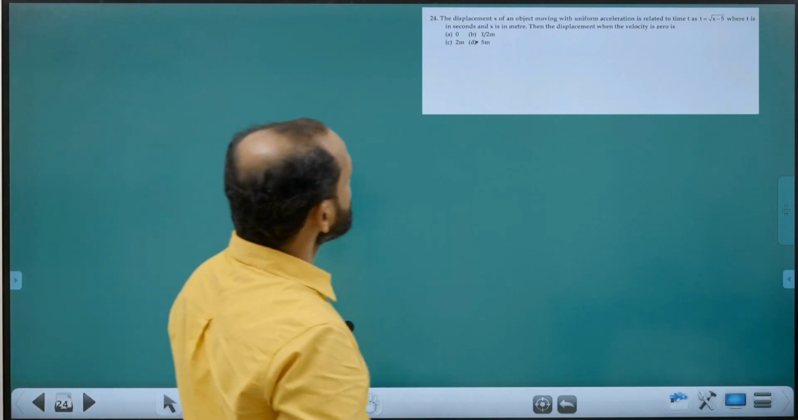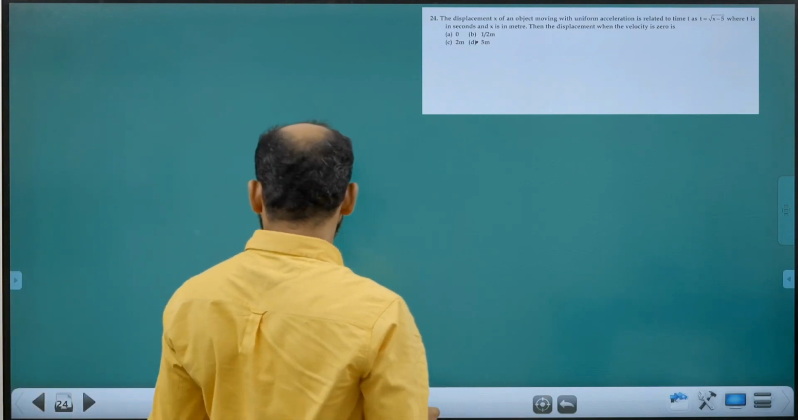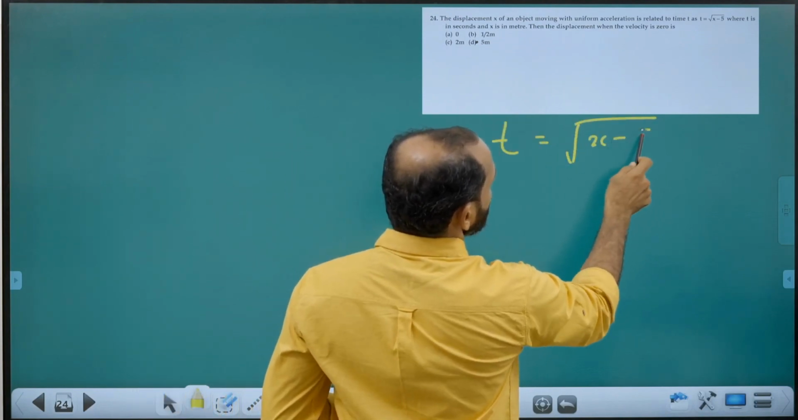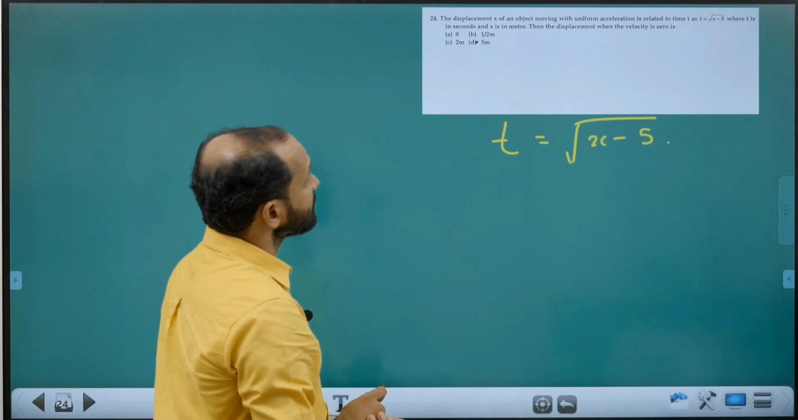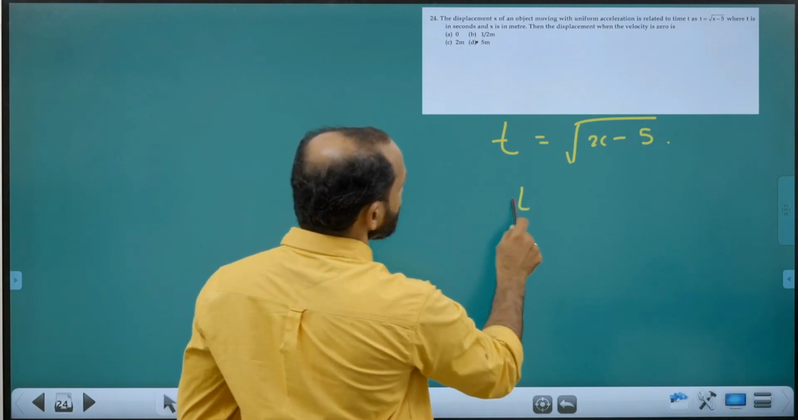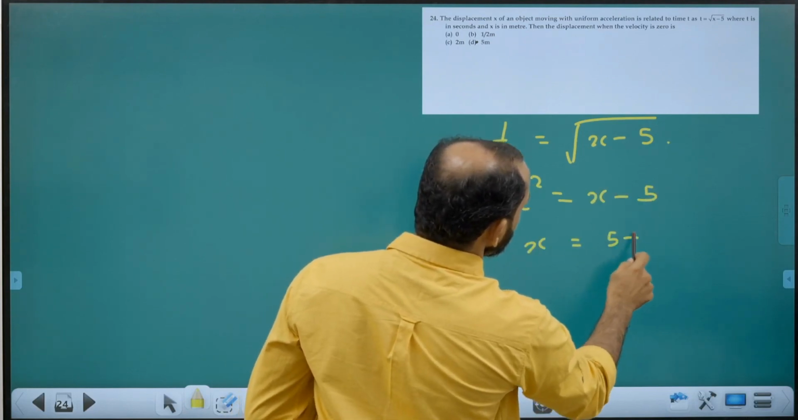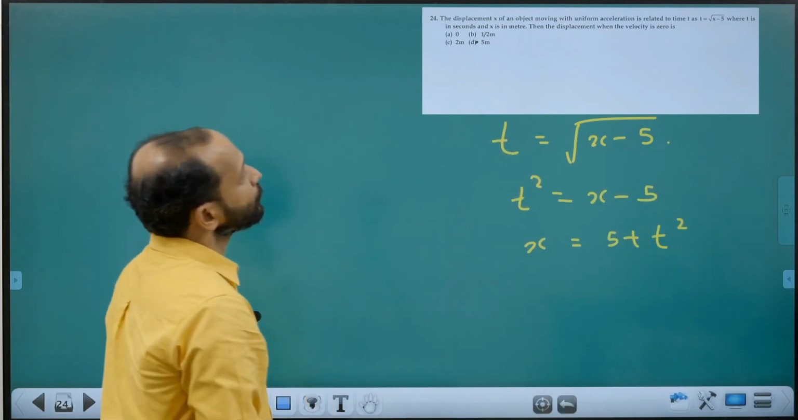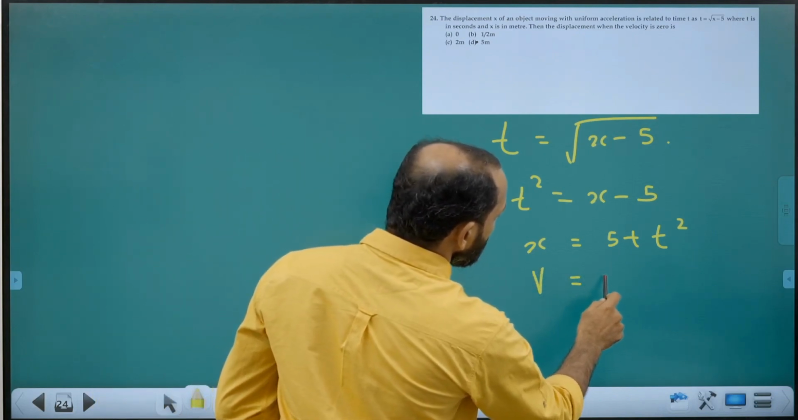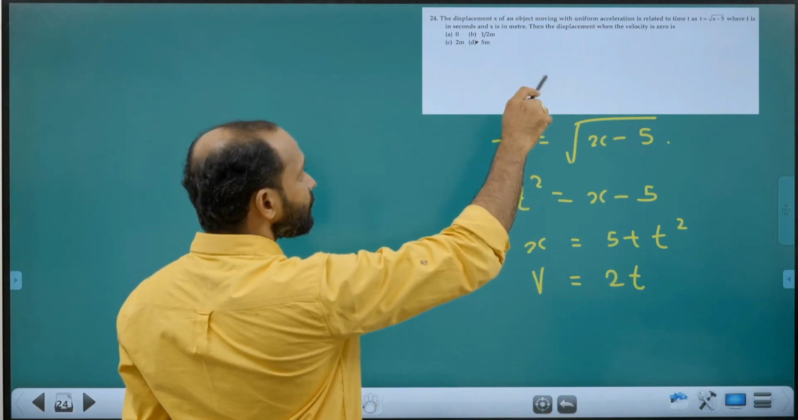24th one. The displacement of an object moving with uniform acceleration is given as t equal to root of x minus 5, where t is in seconds and x in meter. Find the displacement when the velocity is 0. Square this: t square equal to x minus 5, and x is equal to 5 plus t square. You have to get the velocity. Velocity is the first derivative, dx by dt, which gives 2t.